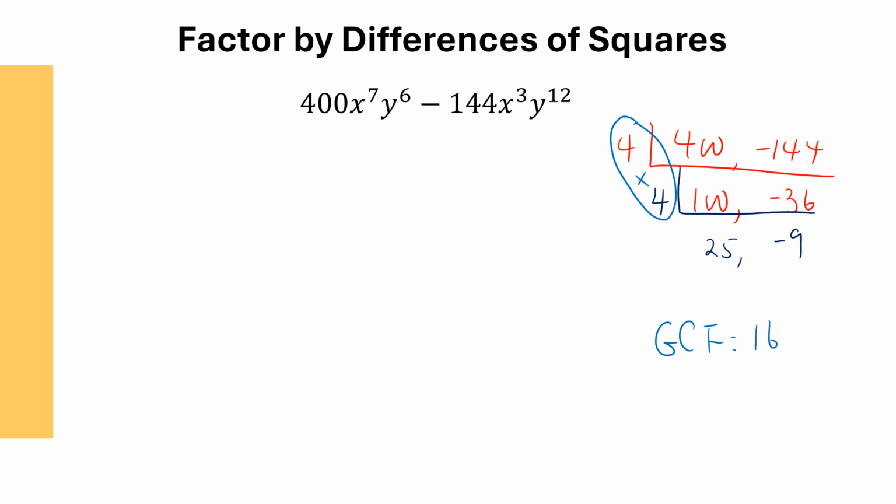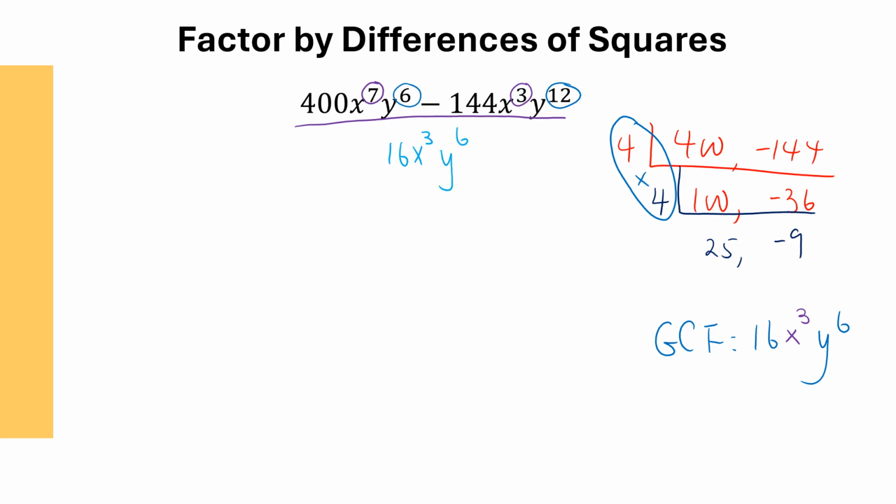And for the variables, you want to take out the smallest exponent for each one for the GCF. So for x, we have 7 and 3, so the smaller one is going to be x to the third power. And for the y, we have 6 and 12, so the smaller one is going to be y to the 6. So now I'm going to take my binomial and divide it by the GCF, which is 16x to the third power and y to the 6.